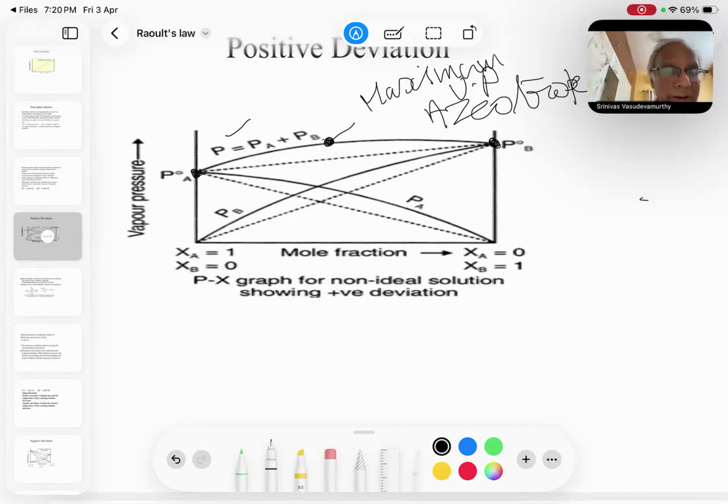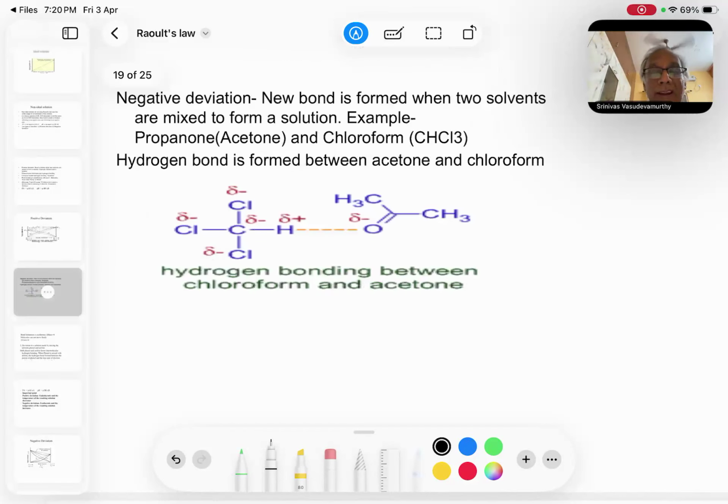Positive deviation we have seen. I'll go for the negative deviation. Here new bond formation is taking place. I take acetone and chloroform. A hydrogen bond is formed between the proton of chloroform and the lone pair of electrons on oxygen in acetone. A kind of attraction developed here that results in hydrogen bond formation.